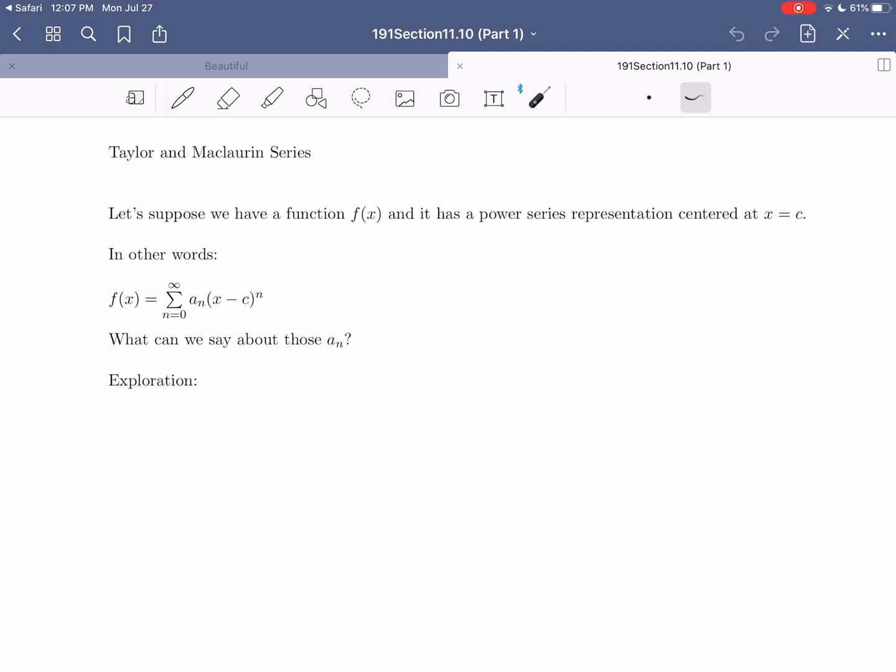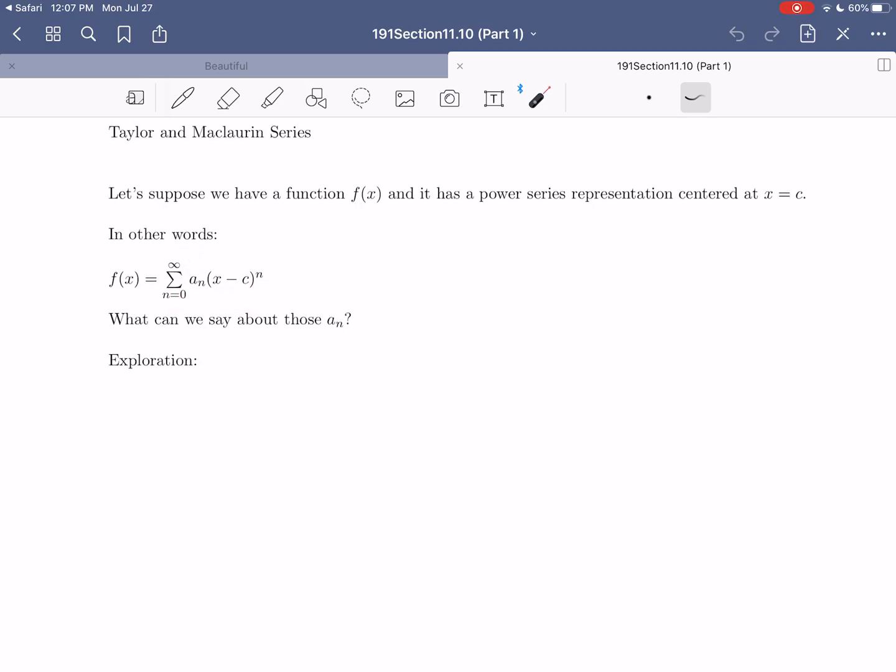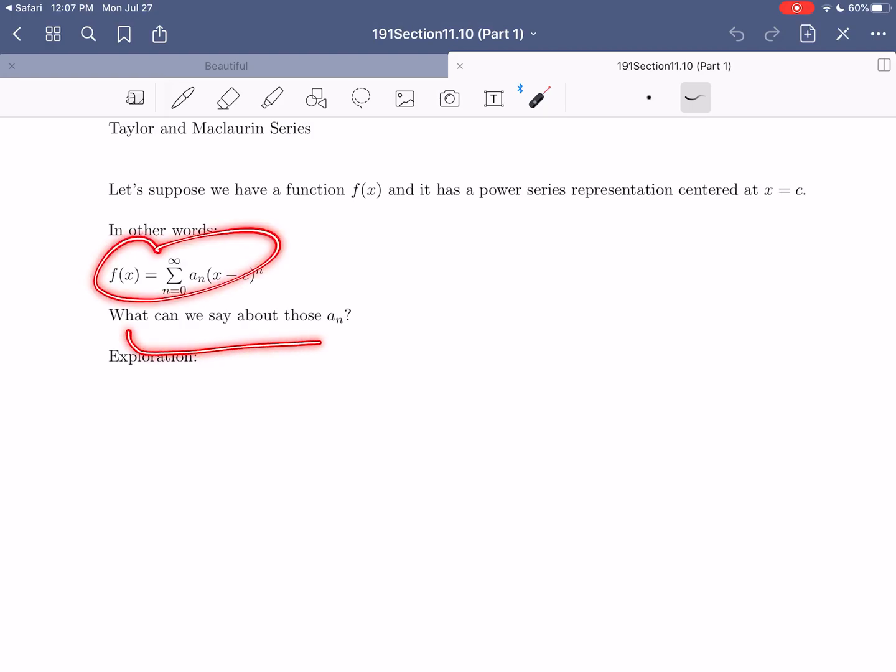So, in other words, we're going to suppose that we have some function f of x, and we're going to assume that it has a power series representation centered at x equals c. Now, it's a big assumption that it has a power series representation, and we'll see in the second half of 11.10 what allows us to make that assumption, but for now, we're just going to assume that it does. So we're saying that f of x is equal to the sum from n equals 0 to infinity of a sub n times (x minus c) to the n. And our goal is to say, based on this equality, what can we say about those a sub n's? Can we determine some expression or a way of figuring out what those a sub n's should be to make this equality work?